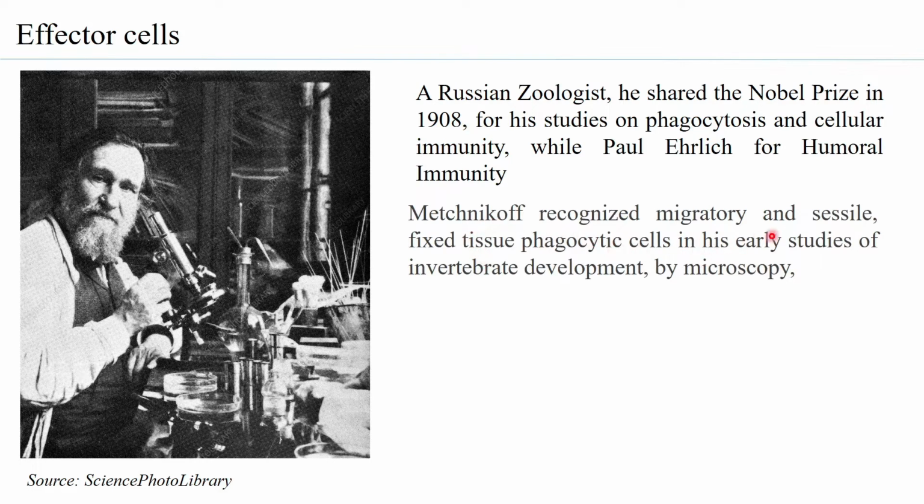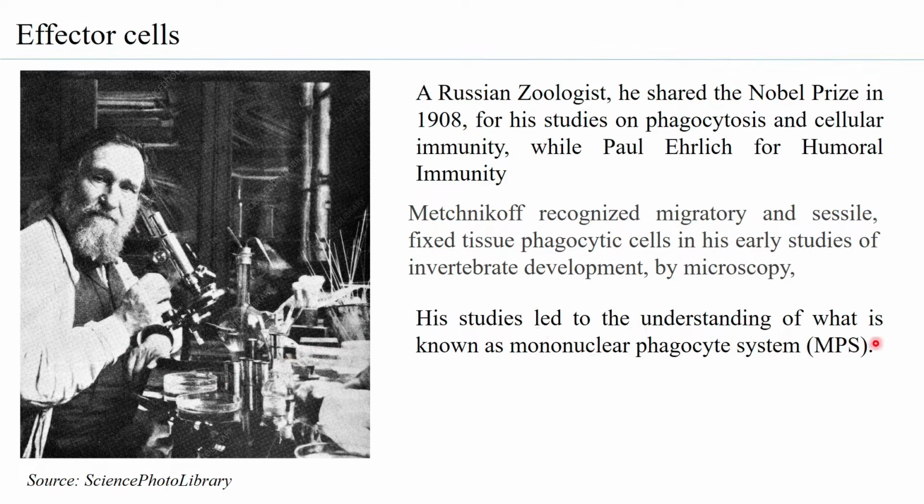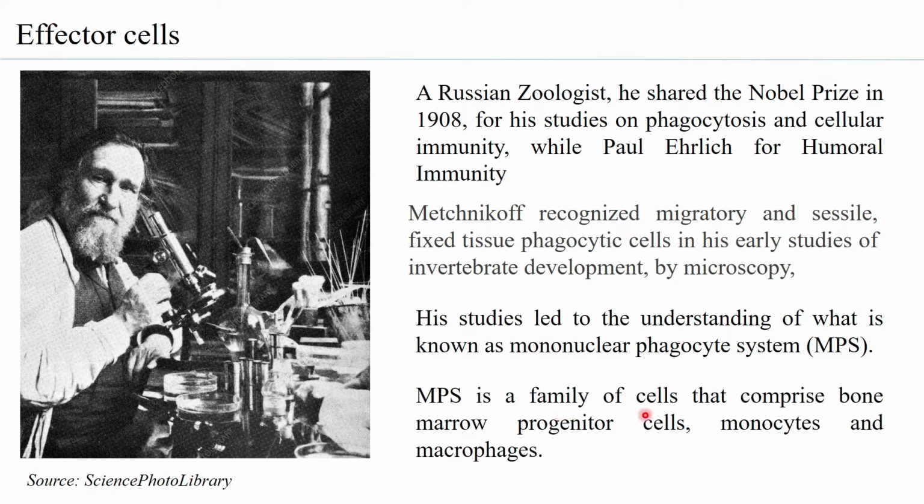Mechnikov recognized the migratory and sessile fixed tissue phagocytic cells in his early studies of invertebrate development, and he did it mainly by microscopy. His studies led to the understanding of what is today known as the mononuclear phagocyte system. Now, what is the mononuclear phagocyte system? It is a family of cells that comprise bone marrow progenitor cells, which in turn give rise to several different subcell types that are phagocytic, and of course monocytes and macrophages. So these two we already know are phagocytic.